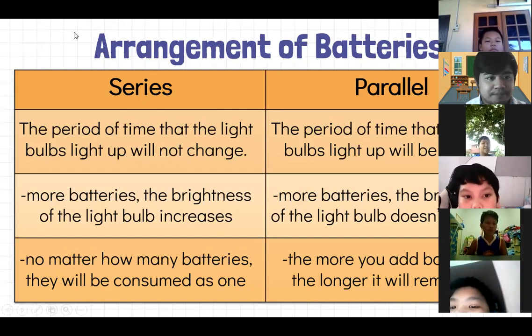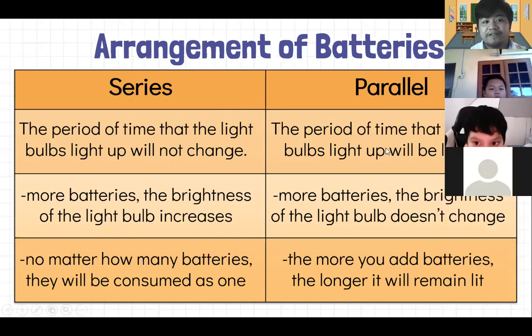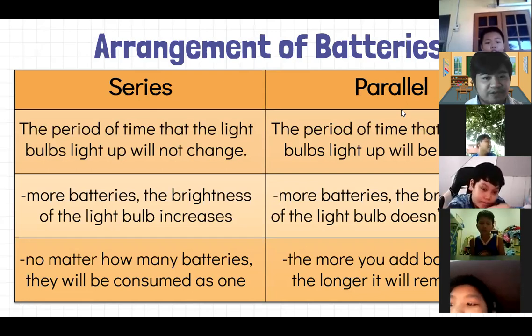Okay. So that's just the difference. In series, brighter bulb. Parallel series, no change. In the series, the time will not change even if you put many batteries. Even if you put 100 batteries, the time it will be consumed will still be the same. Whereas in the parallel, the more you add batteries, the longer it will light up. All right. I hope it's clear to you.